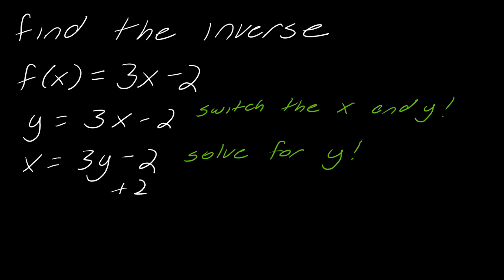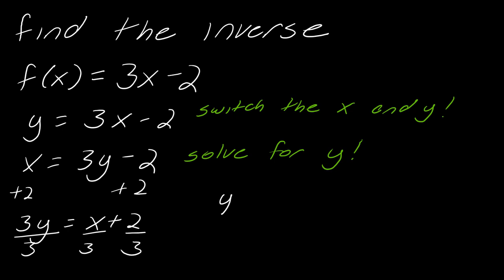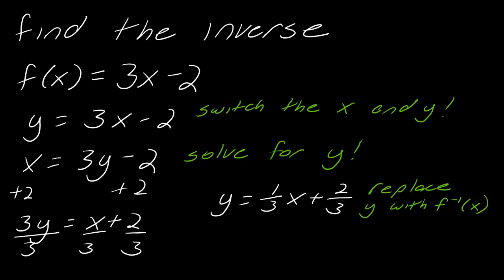So to solve for y, I'm going to add 2 to both sides. So I have 3y equals x plus 2. And then I'm going to divide each part by 3. So now I have y equals, I'm going to rewrite this as 1/3 x plus 2/3. The final thing that you want to do is use this inverse notation. This f -1 indicates that we have an inverse. So I'm going to restate this as f inverse, and then restate the same equation. So that's how you find an inverse for a general equation.